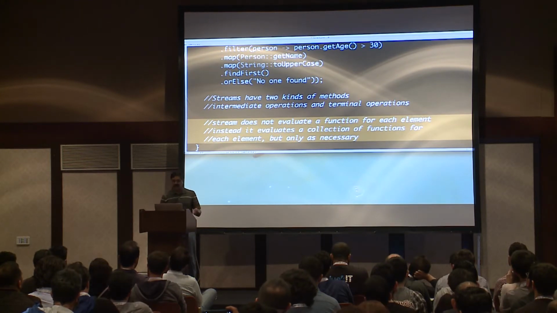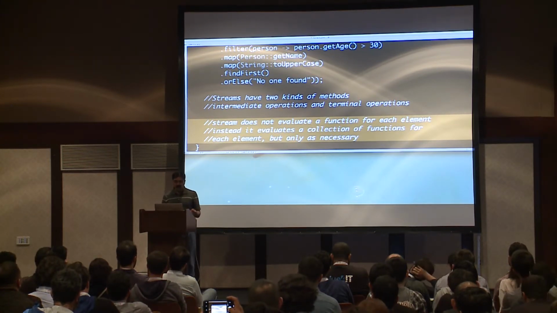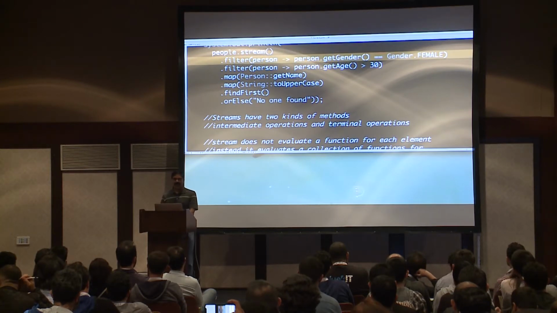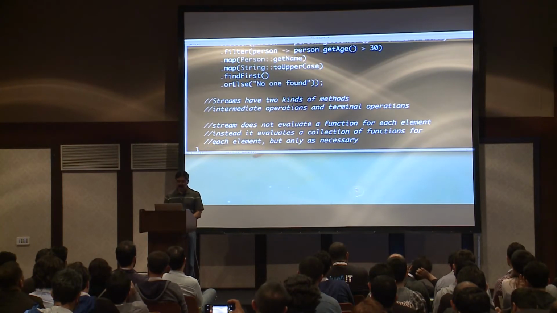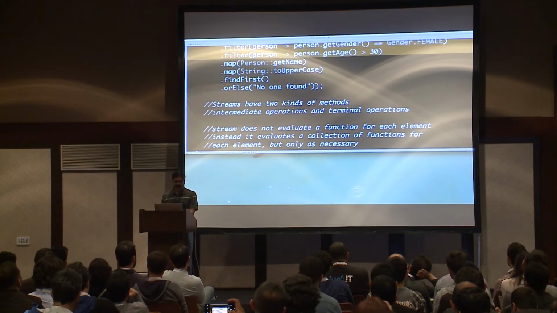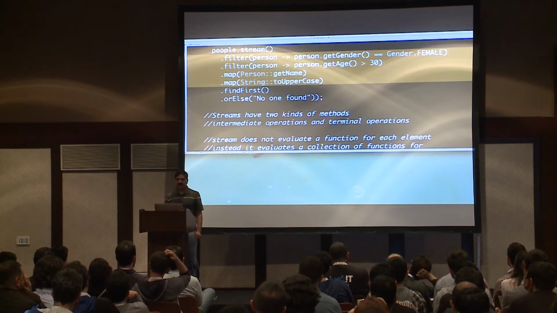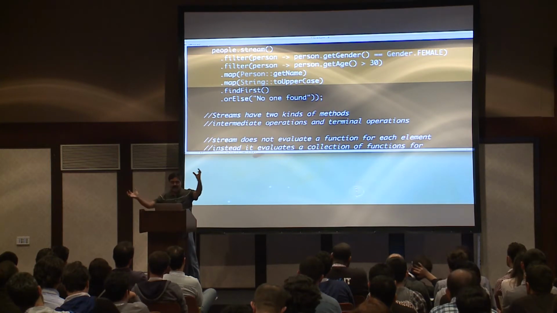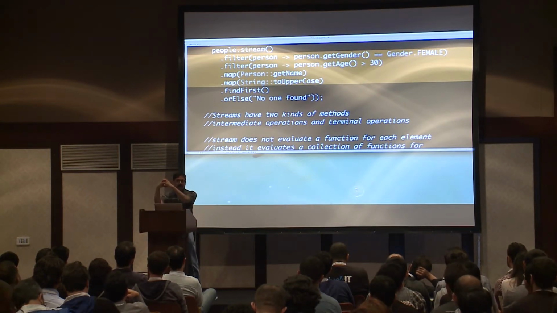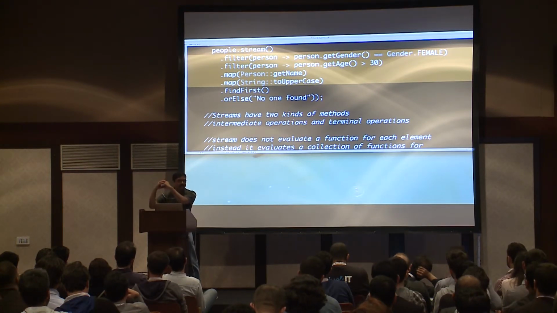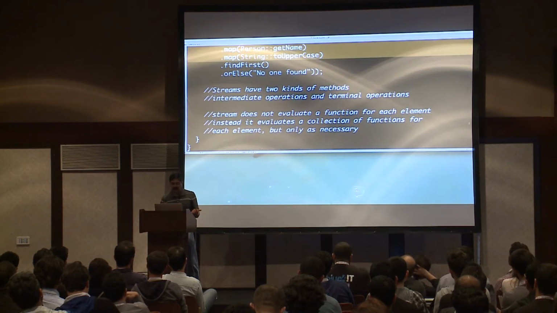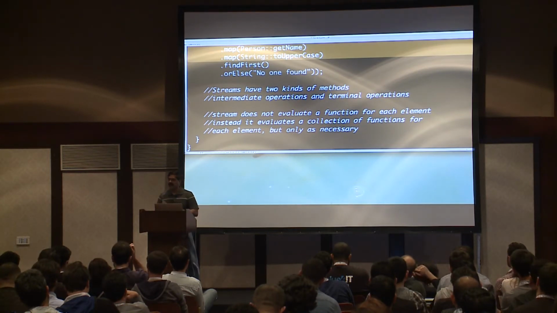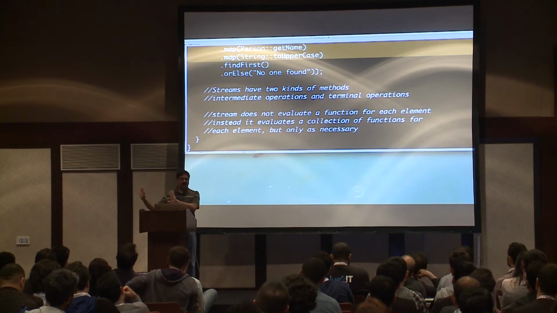If a stream evaluated a function for every element, it would take this collection here and quickly run this function for every single element. No, it doesn't do that. Instead, it evaluates a collection of functions. It takes these functions and does what's called fusing. This operation of fusing rolls these functions into a collection of functions in one shot. Once it has that collection, it says, I'm going to evaluate it for each element, but only as necessary. So it doesn't run off the rails and start running everything immediately, eagerly. It waits and postpones it.